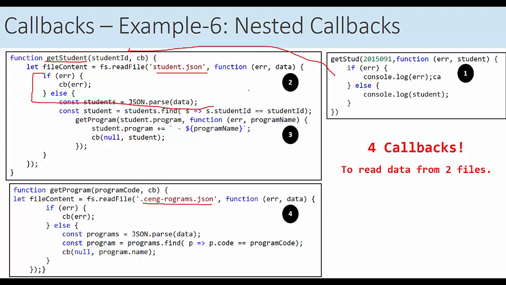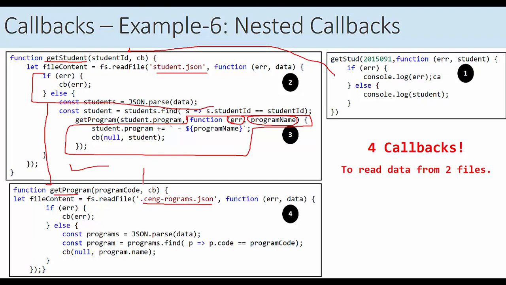So now this function again will call another function, which is getProgram. Here, in getProgram, we need the name of the program, and it's providing also a callback function to the second program. Here, getStudent is telling getProgram, when you finish, either send us an error or the program name. So now this function will be waiting on data from this function to be called back.